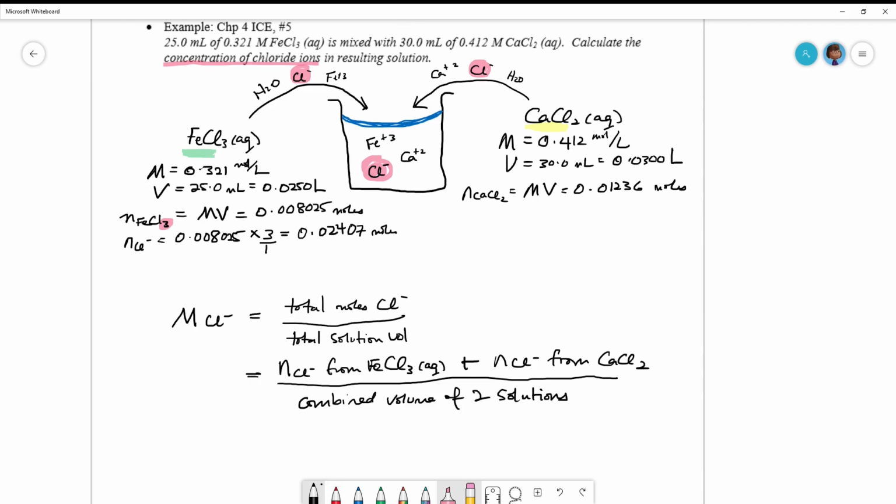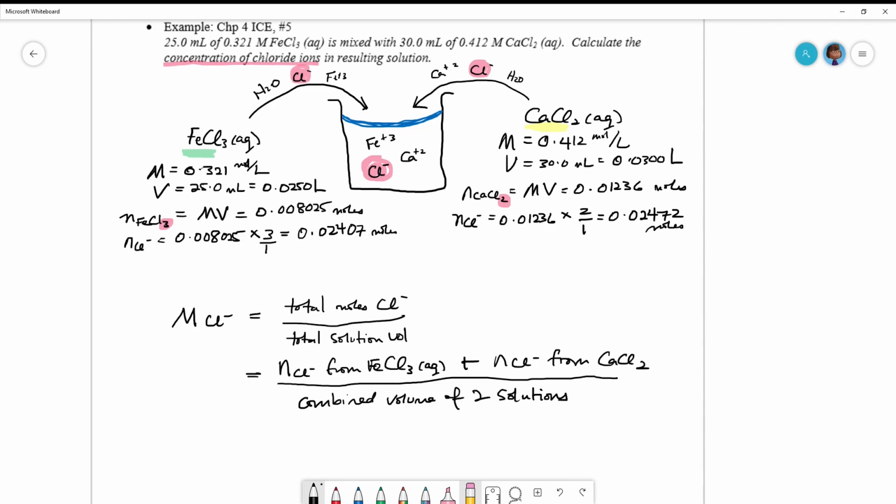Now, in contrast, for the calcium chloride, we see that there are 2 chlorides for every 1 calcium chloride. And if we want to get moles of just the chloride here, it's going to be 0.01236 moles times 2, or 2 over 1. And in this case, 0.02472 moles.